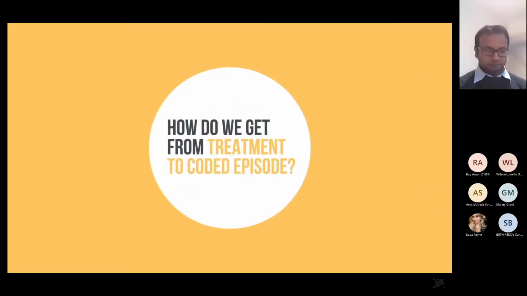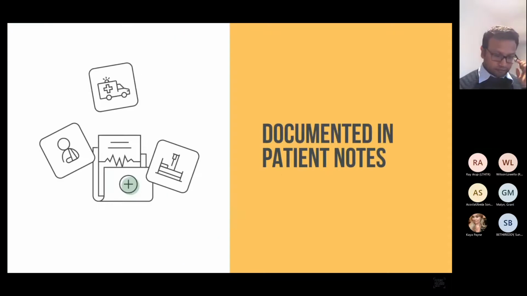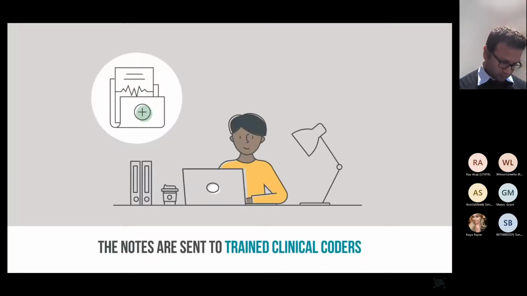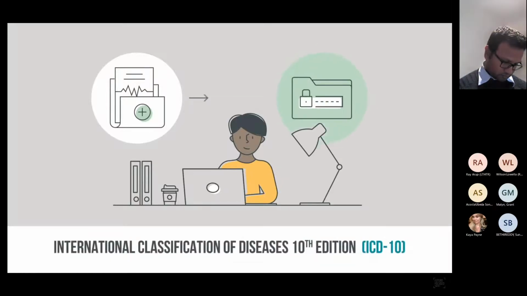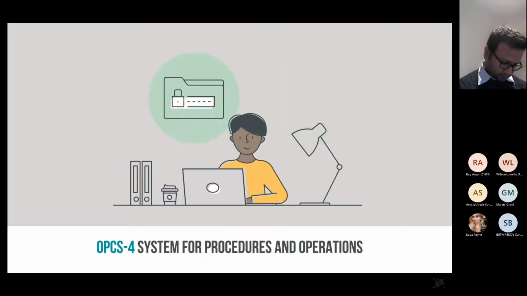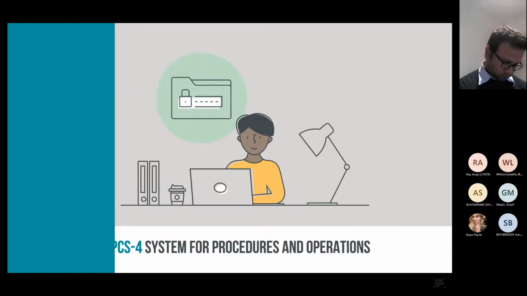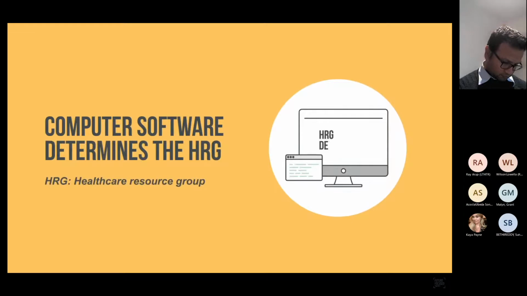So how do we get from treatment to coded episode? All care delivered during a patient episode is documented in the patient notes. Once the episode is complete, the notes are sent to clinical coding, where trained clinical coders carefully read through the notes and allocate the appropriate alphanumeric codes. For diagnoses, they use the International Classification of Diseases 10th edition, ICD-10, which comprises over 16,000 codes. And for procedures and operations, the OPCS Classification of Interventions and Procedures version 4.9, which has over 4,000 codes for procedures and operations. The codes are entered in computer software which determines the Healthcare Resource Group, HRG. Most, but not all HRGs have an associated tariff.